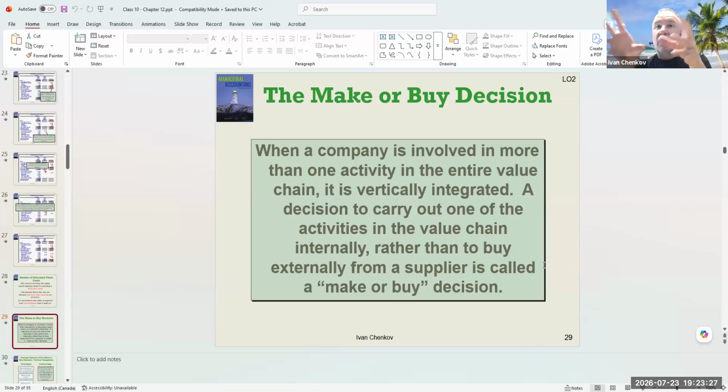The decision to carry out one or another activity of the value chain internally rather than buying it externally is called make versus buy. So if we decide to outsource research and development to somebody else, or production, or some materials, that will be a make versus buy decision.